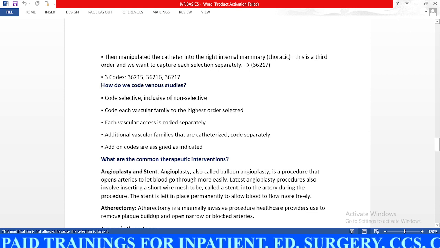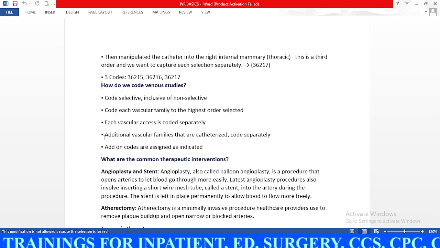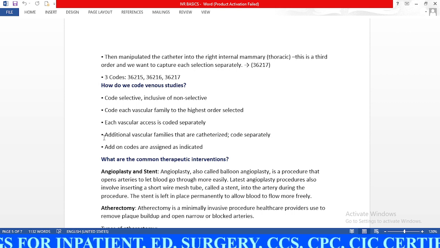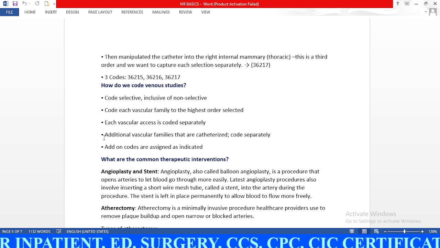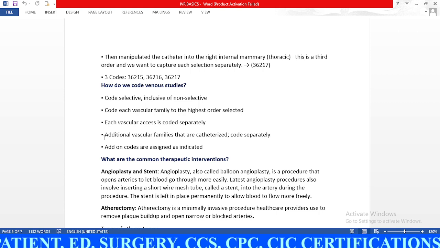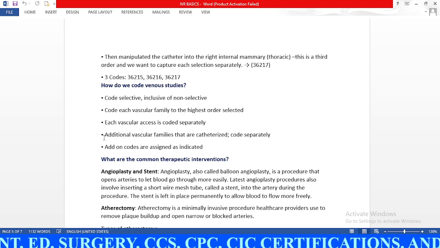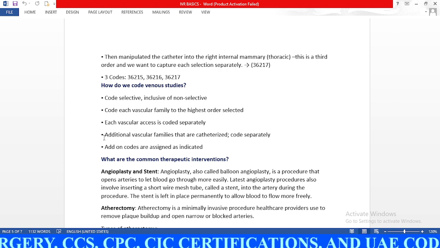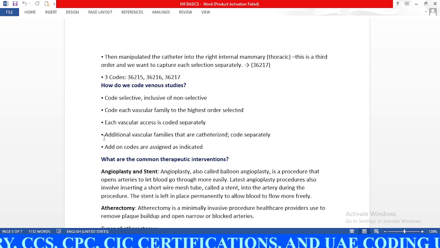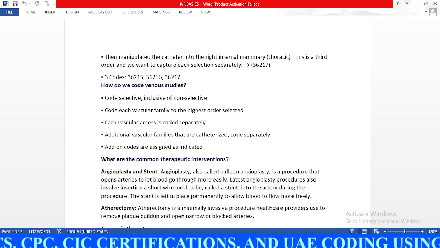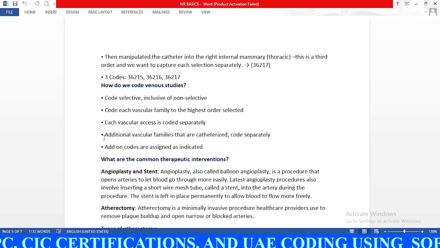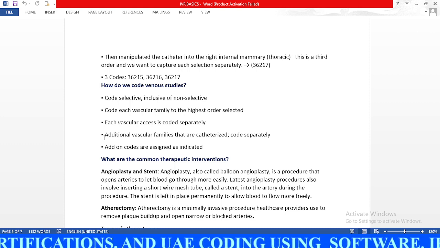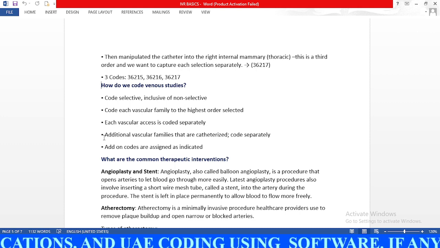So how do we code venous studies? Basically, code selective inclusive of non-selective, just as we have learned. Code each vascular family to the highest order selected. So for venous studies, we need to code the highest order selected. For example, in the above scenario, we need to code 36217 if it is a venous vessel. Each vascular access is coded separately. Additional vascular families that are catheterized are coded separately. Add-on codes are assigned as indicated.